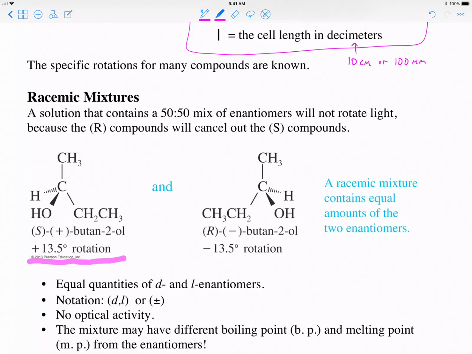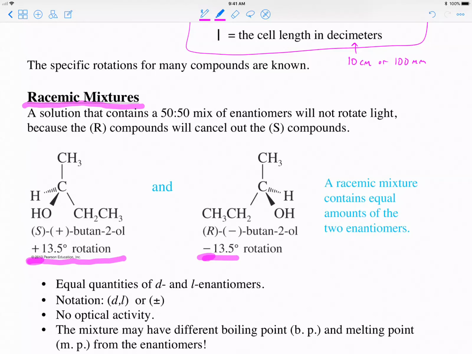The R isomer will rotate light exactly the same amount but in the opposite direction. Remember, the plus sign over here means dextrorotatory and the negative sign here means levorotatory. So the two different enantiomers, the R compound and the S compound, will rotate light the exact same amount but in the opposite directions. Well, this section is called racemic mixtures, so let's figure out what's going on with that.